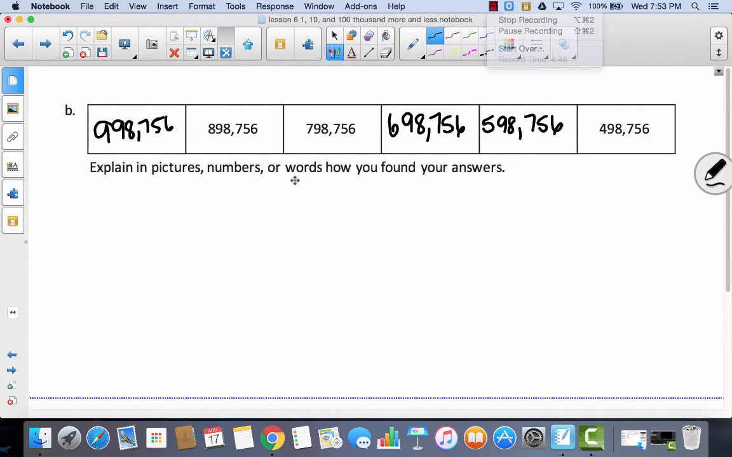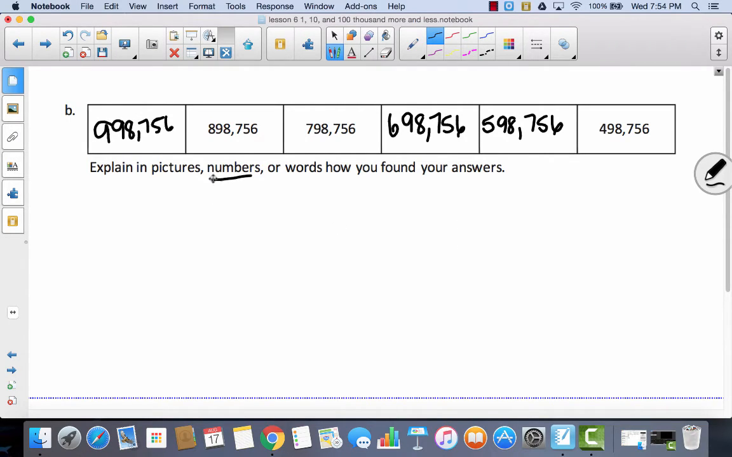Okay, did you figure out that the very first number was 998,756? I had to work backwards, so instead of subtracting 100,000, I added 100,000. So again, I have to explain in pictures, numbers, or words how you found your answers. So this time, just for fun, I'm going to use numbers.